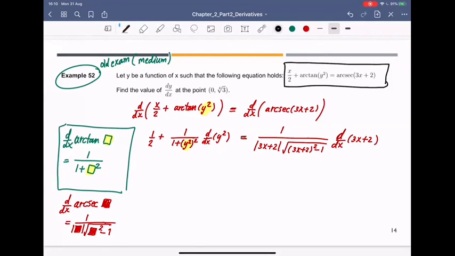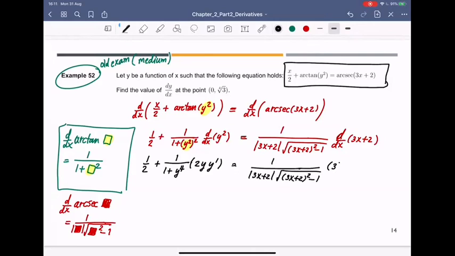Next, here I can simplify that more. So it's simply 1 over 1 plus y to the 4th power. Here I get 2y prime, right, by the chain rule. And then I have 1 over the absolute value of 3x plus 2 times the square root of (3x plus 2) squared minus 1. And then this is 3 because I differentiate 3x plus 2.